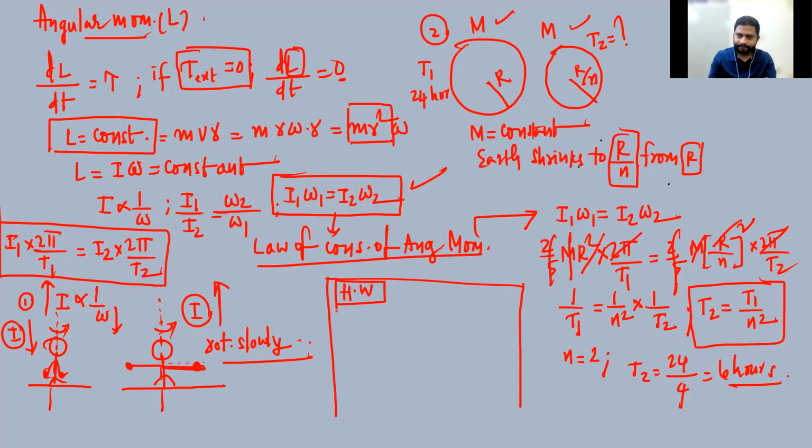Now the question is: the radius of the Earth is increased to nR. What is the expression for the time period? That's a simple question. Only this formula, I1 omega 1 is equal to I2 omega 2, we will use. And the T2 expression you need in this form. Okay. Clear? This is about the second application, and the first application is about the person who is taking the dumbbells and rotating. Let's move on to the next question.